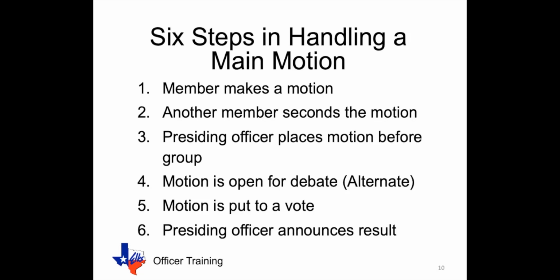There are 6 steps in handling a main motion. It starts out with some member making a motion, then another member seconds the motion, and then the presiding officer places that motion before the group. Once it is before the group, the presiding officer opens it up for debate, alternating. In other words, you want to listen to someone who is for it, then someone who's against it, then someone who is for it, then someone who's against it, until we get a right to speak. Then the motion is put to the vote, and then the presiding officer announces the results.